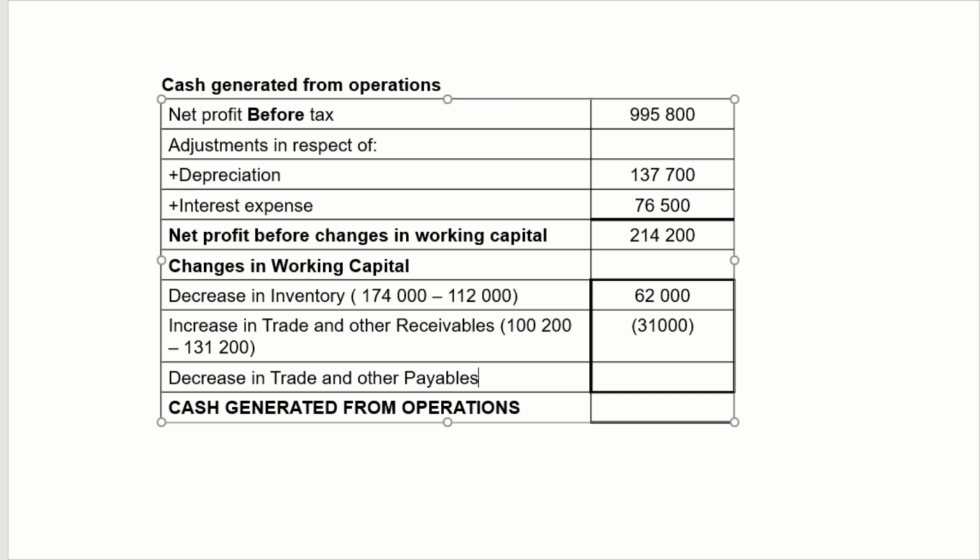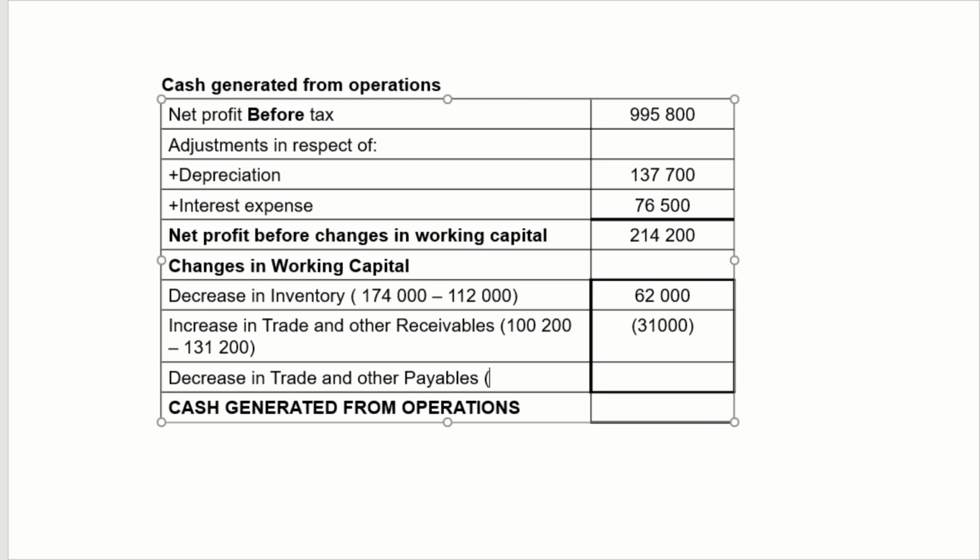So you're going to come here and open your bracket. In this case, trade and other payables, we treat it differently. We don't take the balance at the beginning. We take the balance at the end and subtract the balance at the beginning. Whatever sign we get, we go with it. Bear in mind, it's different from the inventory and the receivables. This is the trade and other payables. We use the balance at the end, and we subtract the balance at the beginning. I hope that makes sense.